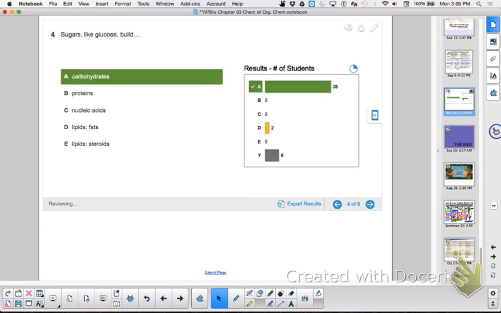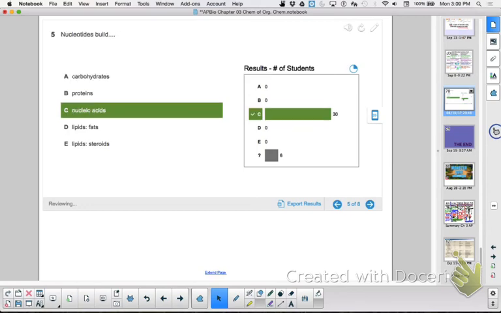Number 4, sugars like glucose build carbohydrates. A couple of people picked lipids and fats. No. What do you use to build lipids, and specifically fats? Fatty acids and glycerol. Good. Number 5, nucleotides build nucleic acids. Good job.